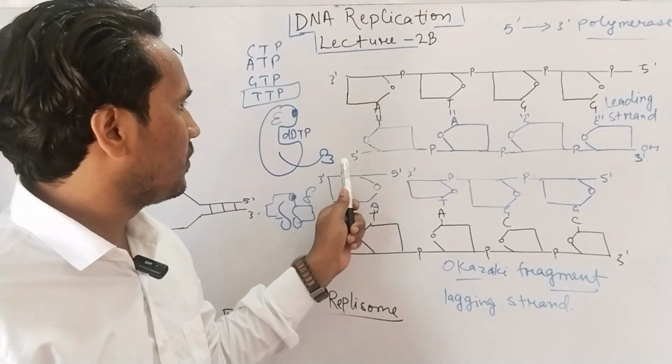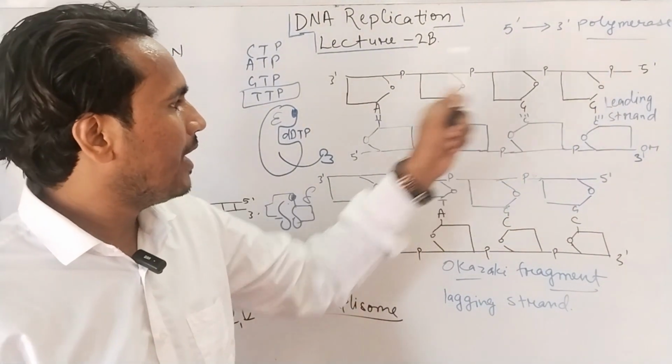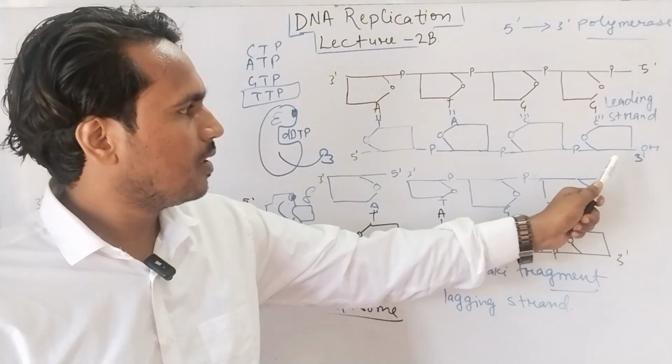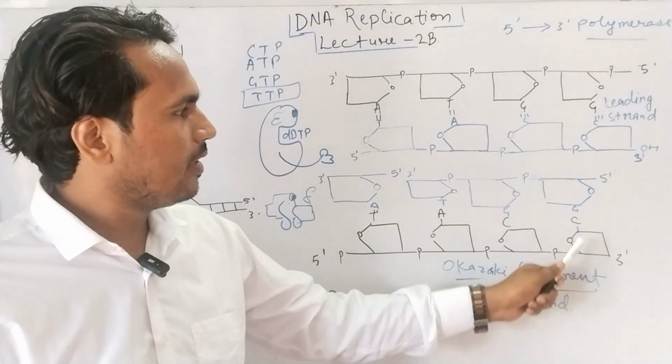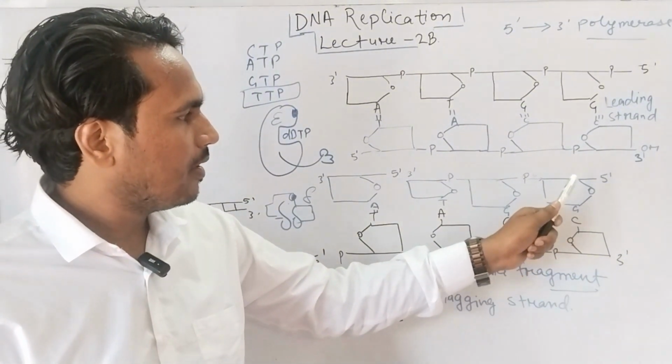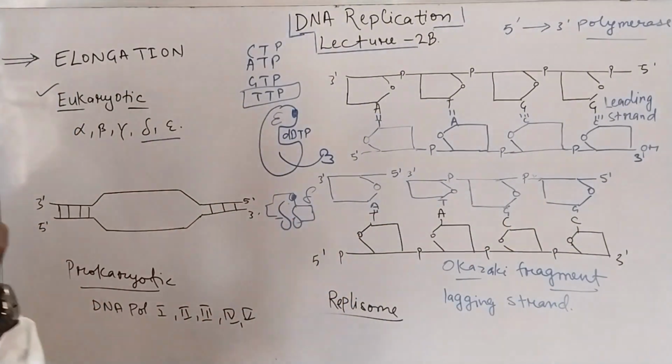On the template strand from 3 prime to 5 prime, this is the template strand. Don't misunderstand it with this new strand. So on the template strand 3 prime to 5 prime, it will always have a 5 prime to 3 prime leading strand. But on the template strand 5 prime to 3 prime, the new strand will have lagging strands, and this is always from 5 prime to 3 prime only. Are you getting my point?